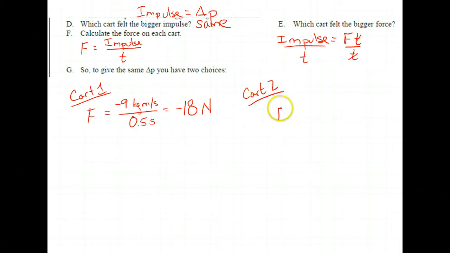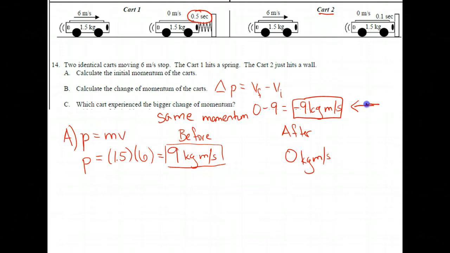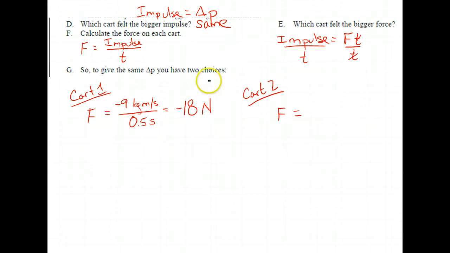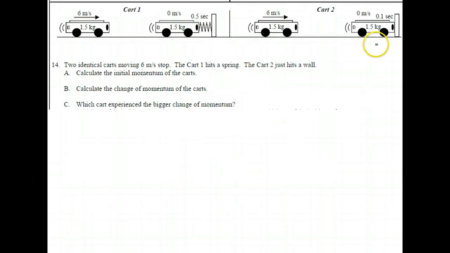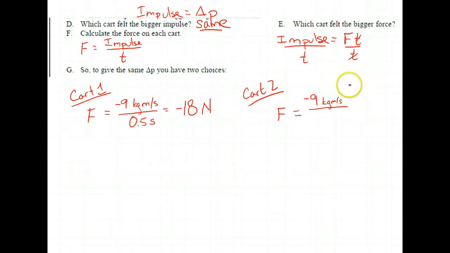Same formula. What was the impulse on cart 2? Good, negative 9. It was exactly the same as cart 1. Okay, and that's what we've said. Same momentum, same change in momentum, same impulse. So we plug in negative 9 here. And how long did it take to stop? Come back here, 0.1. So negative 9 divided by 0.1 gives us negative 90.